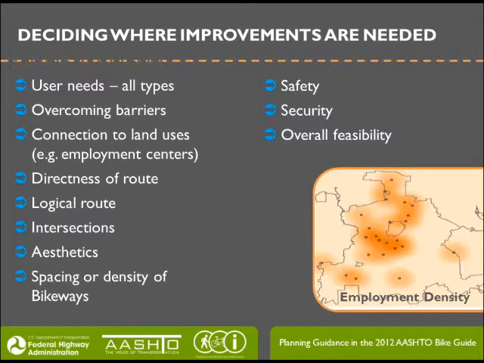Spacing or density of bikeways. This isn't an issue for all communities where you may have a lot of topography, but where you have opportunities for more of a grid system, you have opportunities to make a decision about how frequent you want bikeways. There's a good discussion in the new guide about spacing and density and how you might approach it. And then obviously safety, we've talked about that already. Some issues related to personal security, lighting. We'll talk a little bit about that more later. And then again, overall feasibility, getting back to the practical side. Next.